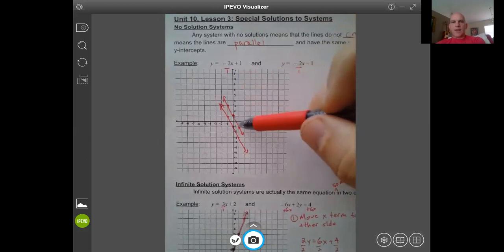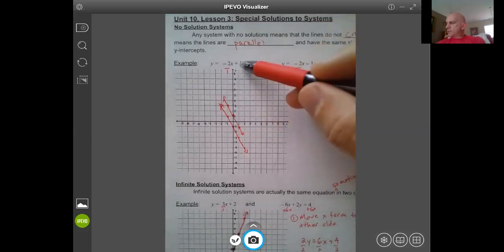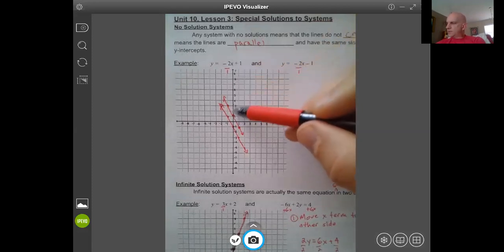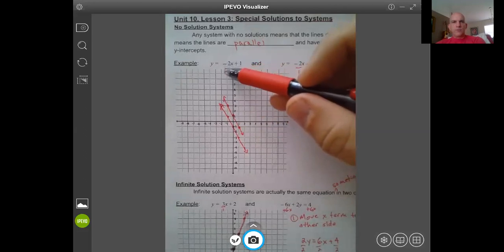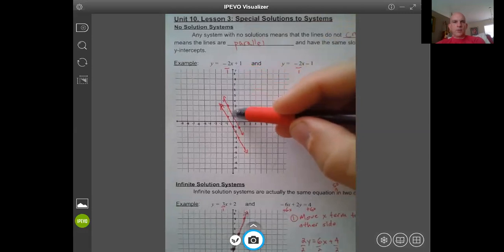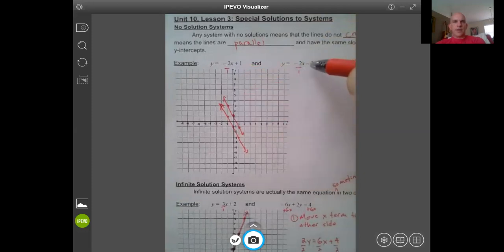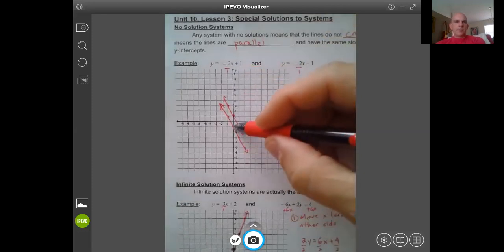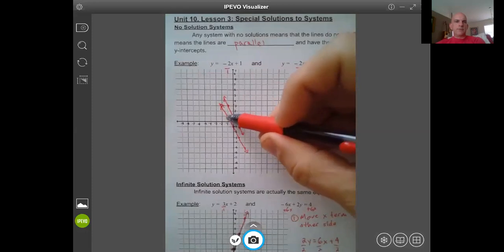If we look at the graphed versions of these, this is the negative 2x plus 1. I go to graph my y-intercept first, that's that point there. My slope is negative 2 over 1, which means I'm going to go down 2 and right 1, or I could go up 2 and left 1. Either way, that gets me this line. For this one, I go to my y-intercept at negative 1, and then use my slope to go down 2, right 1, or up 2, left 1.